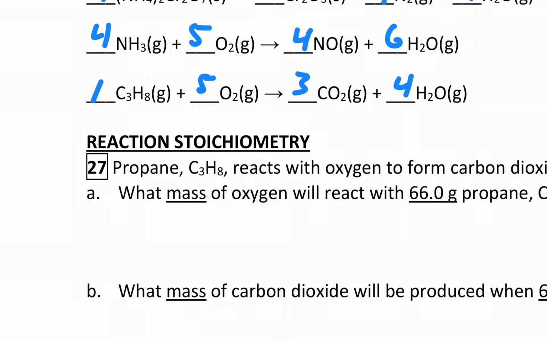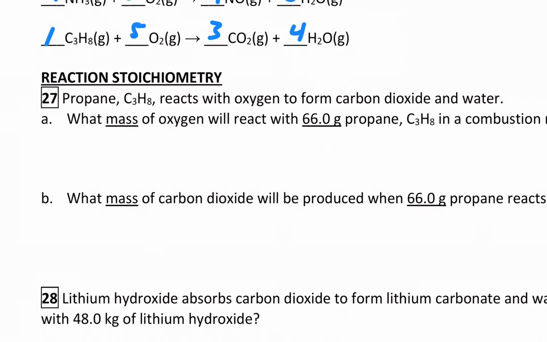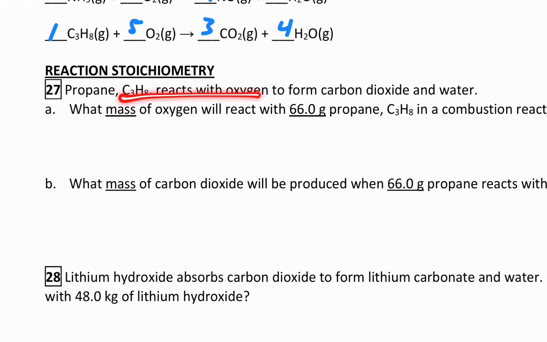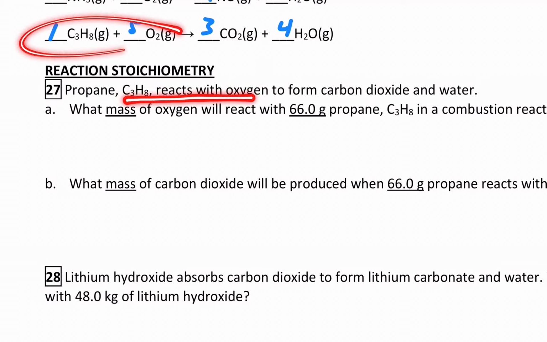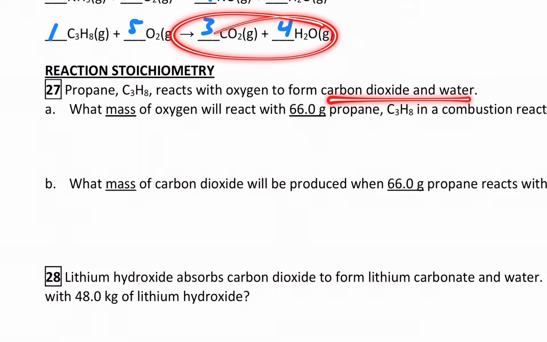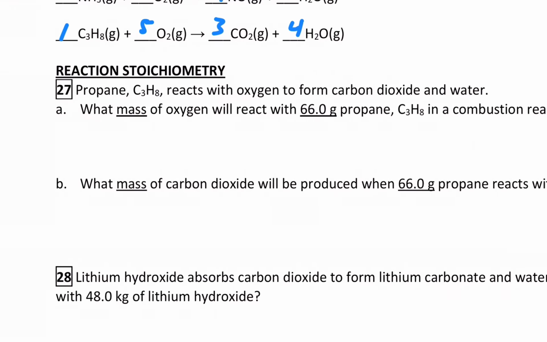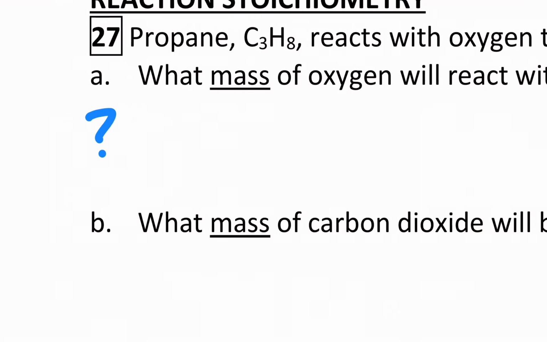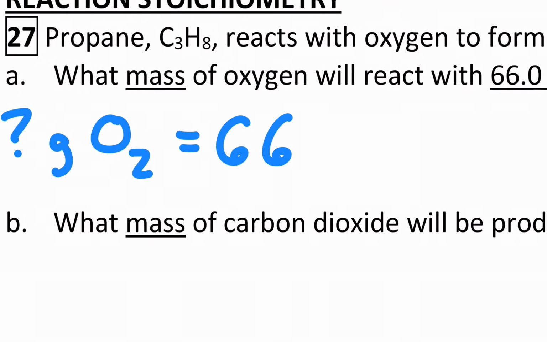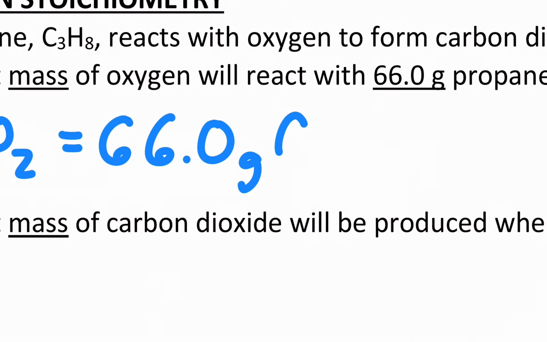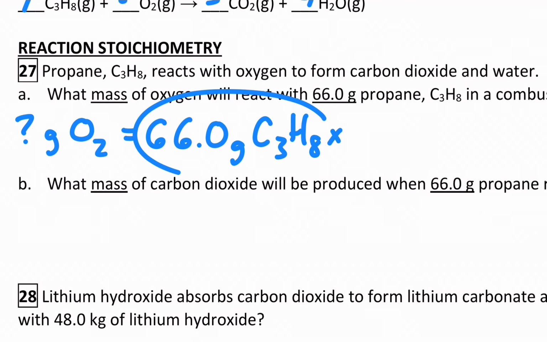So now that we've got that, let's learn how we use these ratios in stoichiometry problems. In fact, the first one has to do with that reaction right above. Propane reacts with oxygen, there it is, to form carbon dioxide and water. And I want to know what mass of oxygen will react with 66 grams of propane in this combustion. So how many grams of O2 given 66 grams of the C3H8. So we're going to use dimensional analysis to get from this unit to eventually my grams of O2.